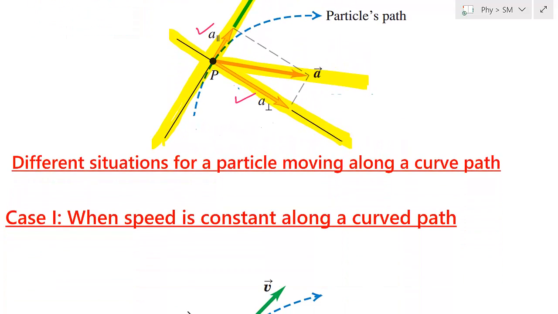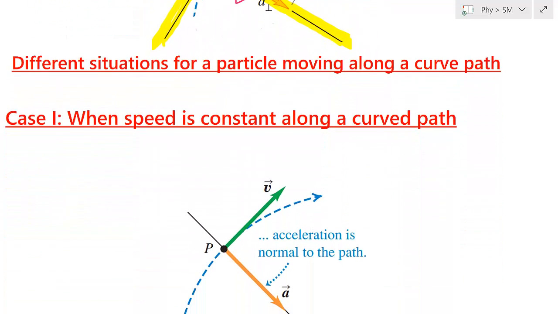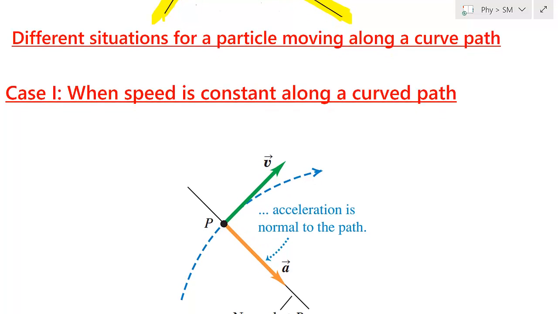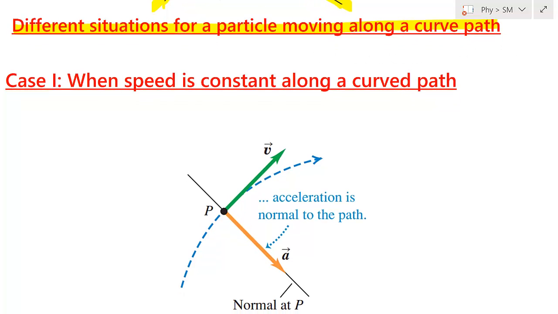Now for this general case, there are three possibilities. We will discuss the different possibilities, the different situations for a particle moving along a curved path. So if a particle is moving along a curved path, different situations can arise. What are these different situations?